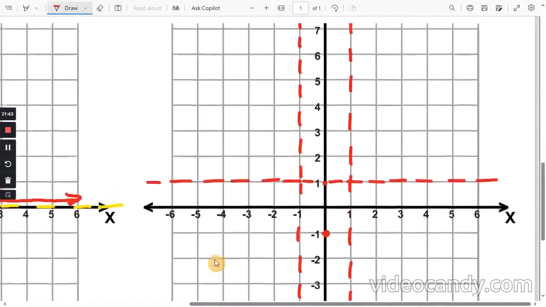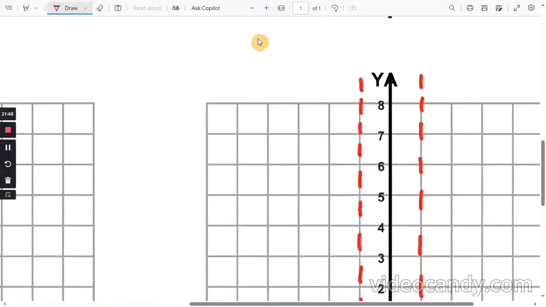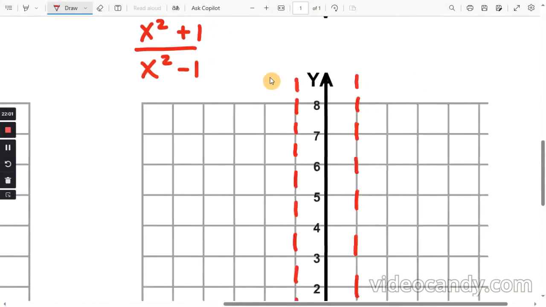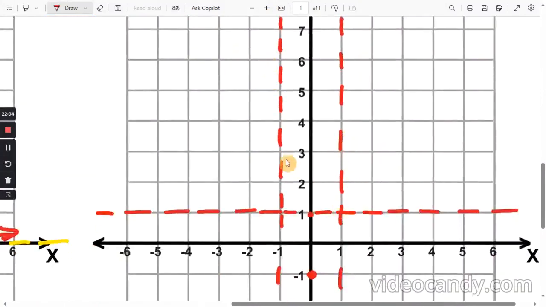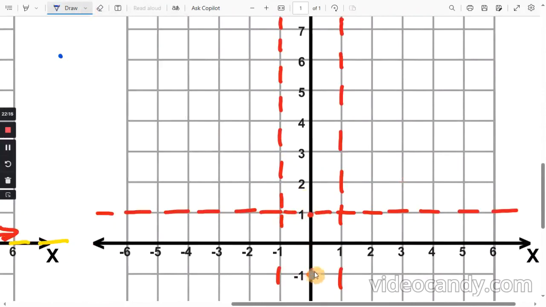All right, interesting pattern we have here. So let me write the function here. I believe it was x squared plus 1 divided by x squared minus 1. All right, so we said for the vertical asymptotes, you want points on the left and right. I'll do the points in a different color. We already have x equals 0. Let's try x equals 2 and negative 2.